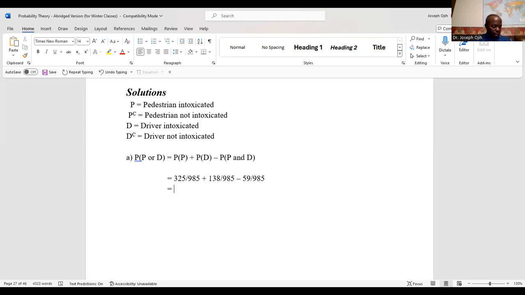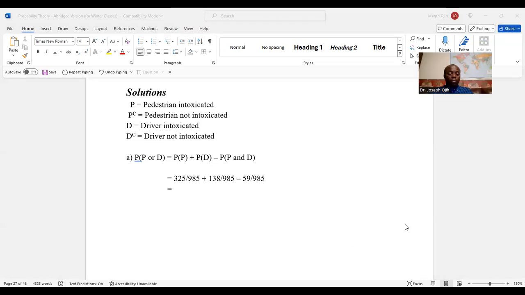Let me write this down and get the answer. I got 325 over 985 plus 138 over 985 minus 59 over 985. Okay, let's get this answer from the calculator. You can get it from the calculator right here.